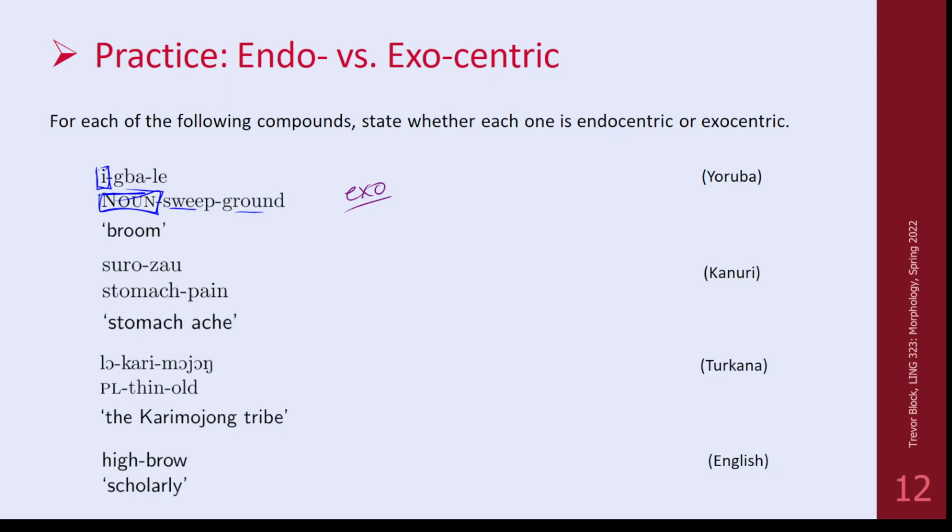Stomach pain for stomach ache. This is an endocentric compound. This is a type of pain. An ache is a type of pain. So that would be right-headed.